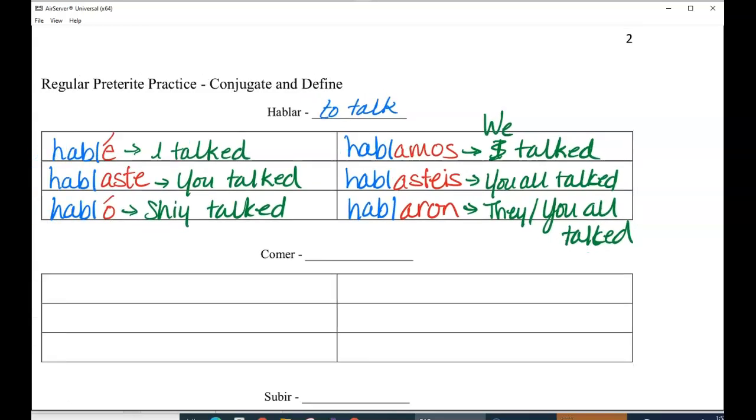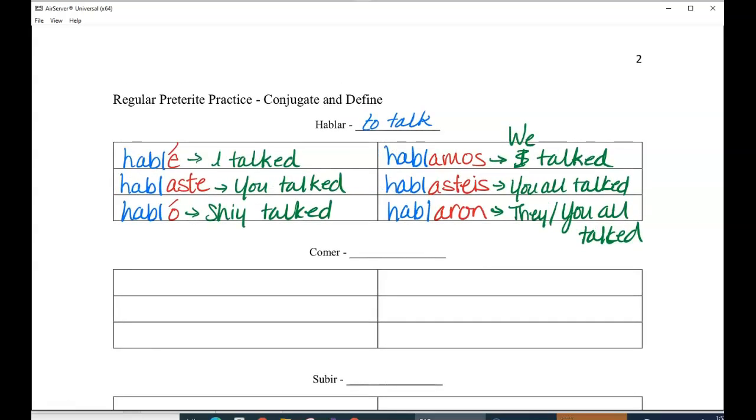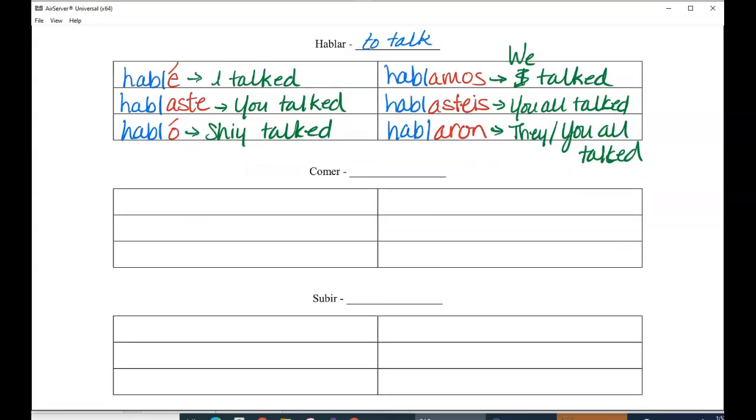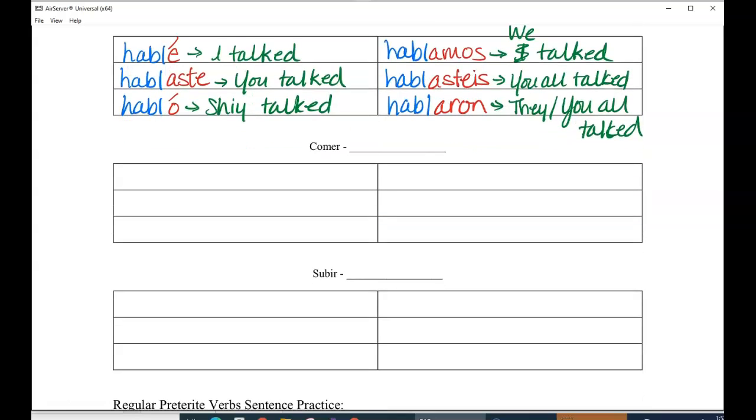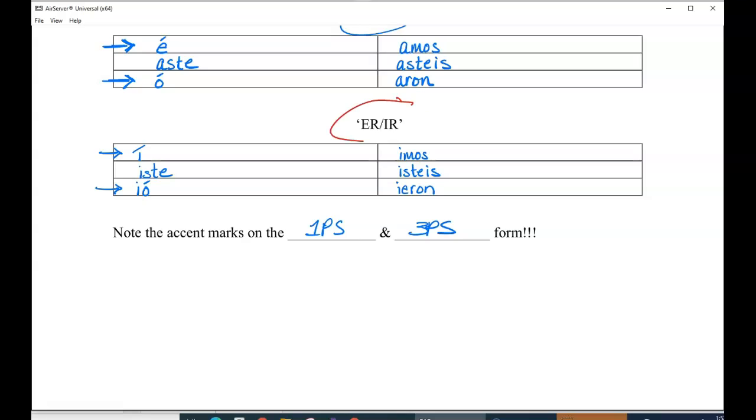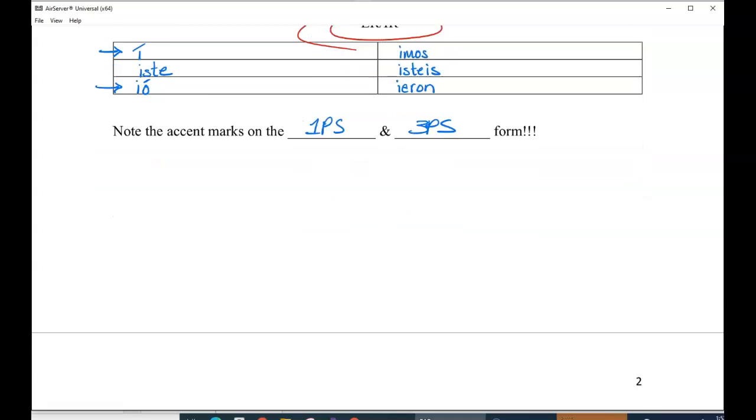All right, so there's a conjugation of a regular AR verb in the preterite. All of your regular AR verbs are going to follow this exact same form. Now we're going to quickly do the same thing with an ER and an IR verb. So we have comer, which we know means to eat. Our stem of the verb is com. We checked, we know it's an ER verb, so we're going to use our ER endings from up above. If I scroll back up, I have my ER and IR endings. These are the endings I'm working with.